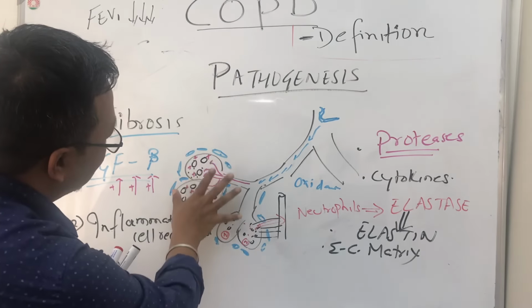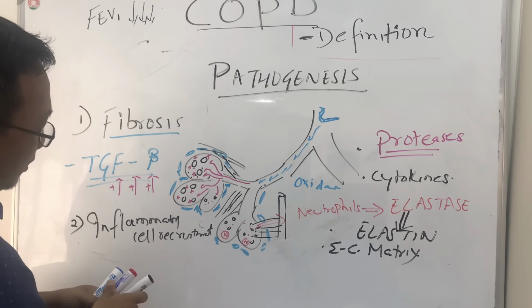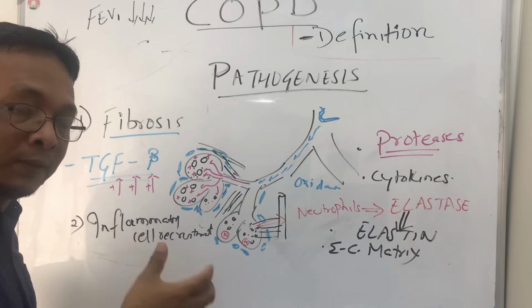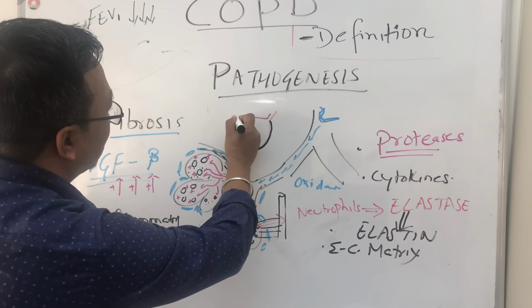These are alveoli. So what is present here? It is elastin. Elastin is part of a matrix that is providing stability to the parenchyma. Also, this elastin is present all over the alveoli. You can imagine, this is an alveolus, and it has an elastic band called elastin.